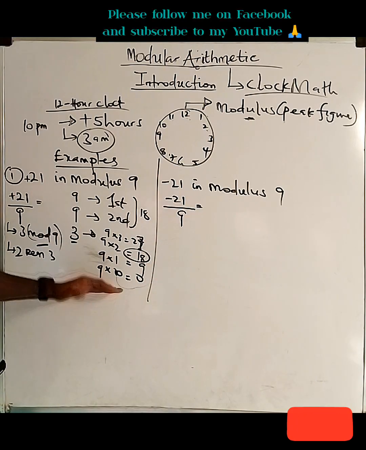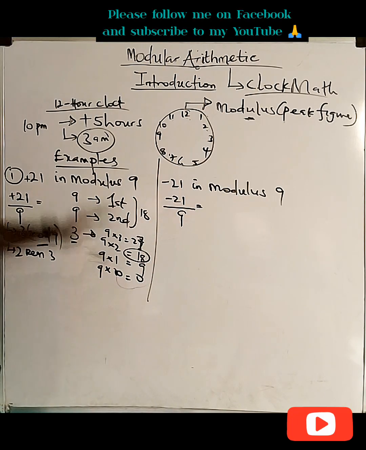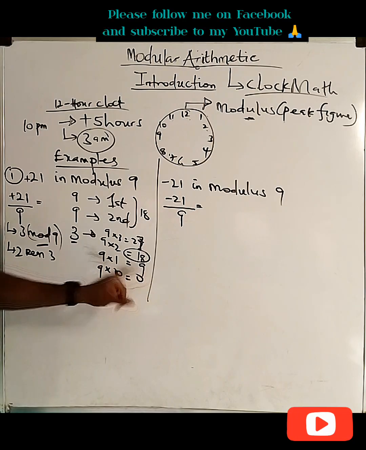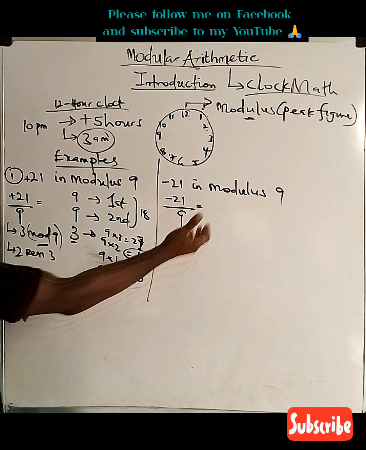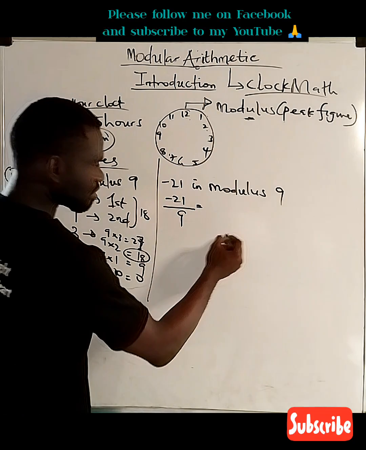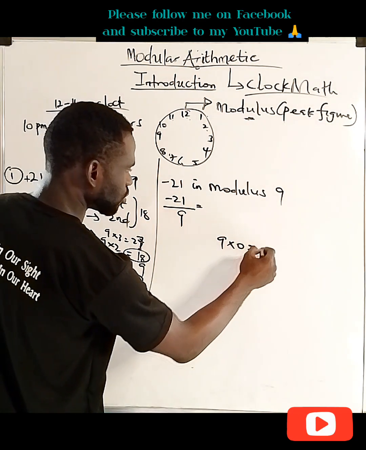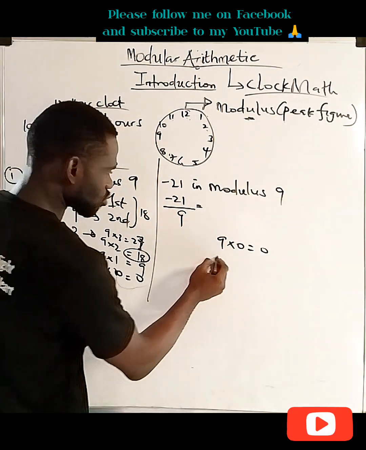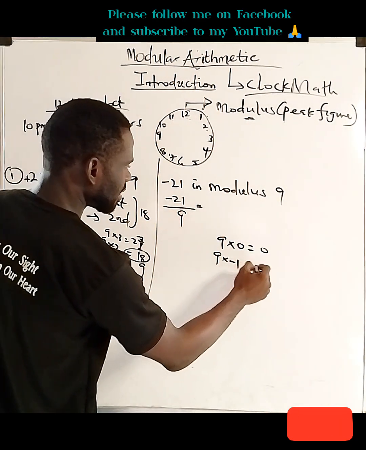But this time around, we're going to be going down the other way. We're not going to keep going up. Look at this, 9 times 0 is 0, 9 times 1 is 9. But this time, you're going to be descending. You're going to keep going down like this. So that will be 9 times 0, which is 0. Now after 0 is minus 1. 9 times minus 1 is minus 9.